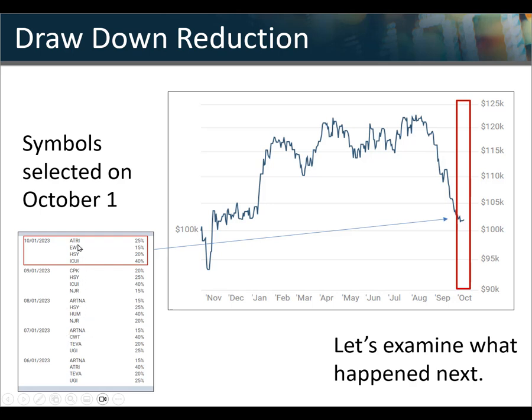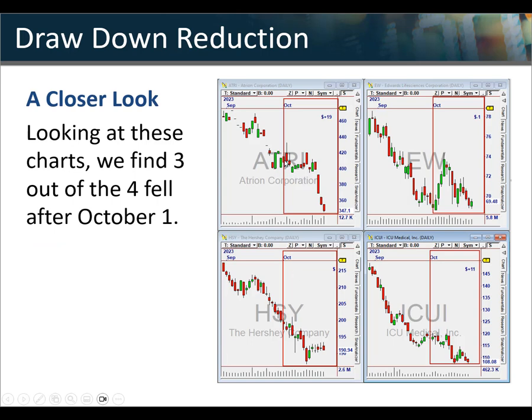July, August, September, October. Let's look at just October, where it switched into ATRI, EW, HSY, and ICUI. If we look at those symbols right here where that switching occurred, you can see it there, October 1st, in the month of October. 3 out of 4 of these just kept going down.